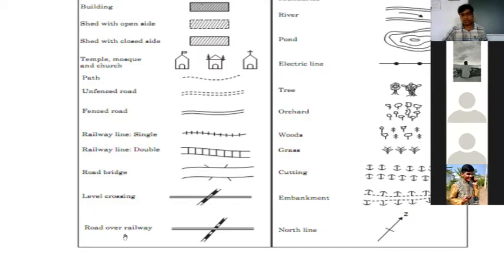Next, coming to road over railway. You might have seen this: a railway track will be down, and on the bridge there will be a road track. So that symbol, how we're going to make it on the map, road over railway, is like this. There is a road on the upper side and the railway track at the bottom.